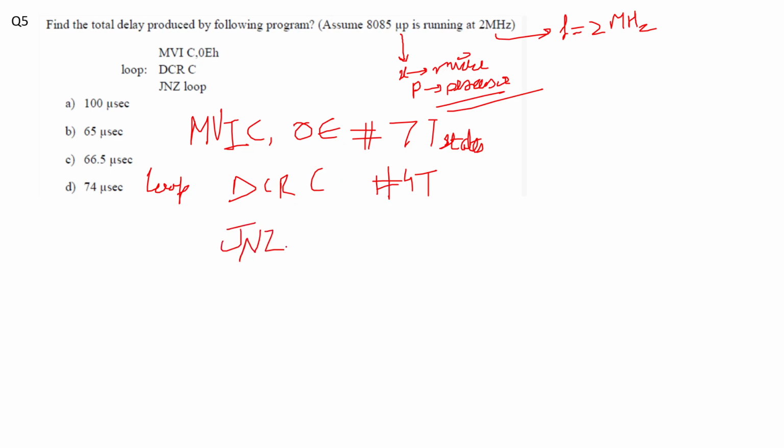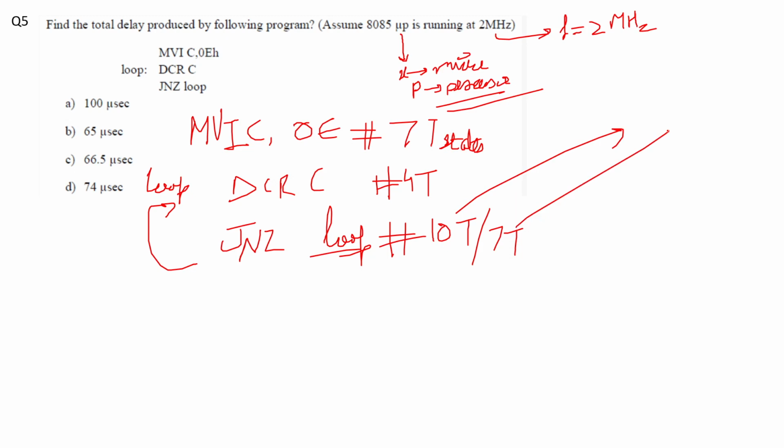If the contents of the accumulator are non-zero, it will go back to this loop, jump on non-zero to the location. This takes 10 states for a successful jump, when the condition is met, and 7 states when the condition is not met. So if the loop executes successfully, it takes 10 states. Otherwise, it takes 7 states. Now we'll just find the total T states.